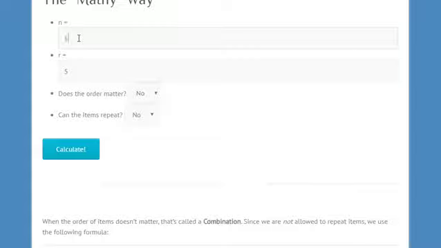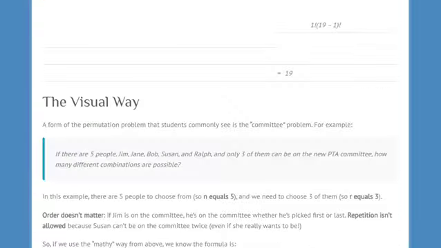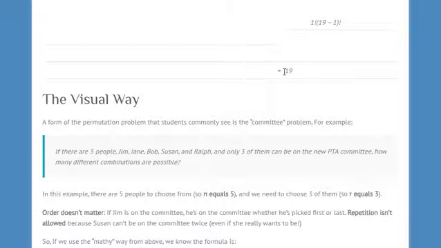The calculator is pretty simple to use. If we have 19 over 1, 19 is going to be your n, r is going to be your 1, and for this particular hypergeometric distribution, the order doesn't matter. We don't care what order the managers are in, and the items can't repeat. We are not choosing with replacement, so the items don't repeat. Click calculate and we'll scroll down.